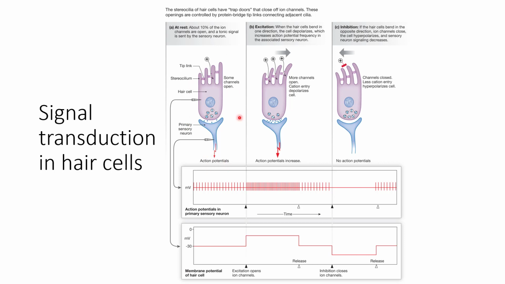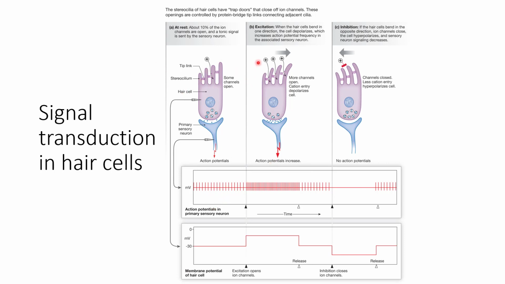At rest, about 10% of the ion channels found in this hair cell are actually open. So this is a tonic neuron. We're sending a tonic signal all the time, unless it's being inhibited, right? That's why sometimes you get that ringing in your ears. Really, that's just the brain perceiving this tonic signal.